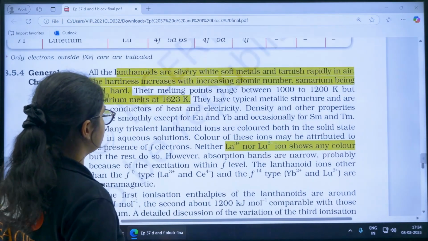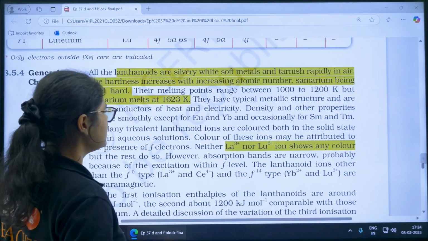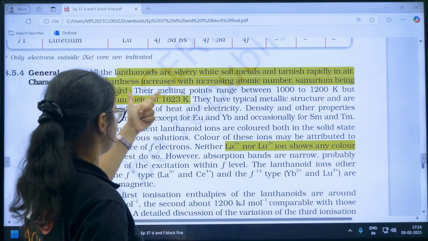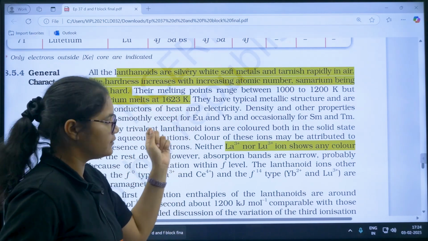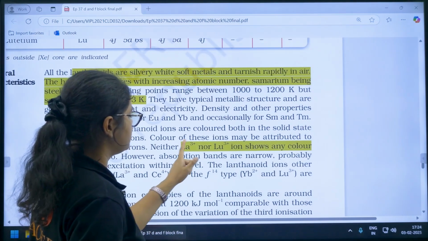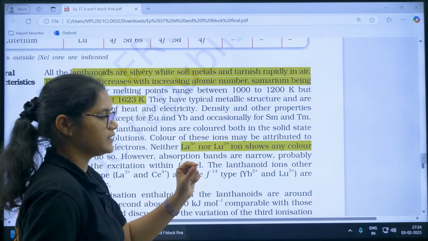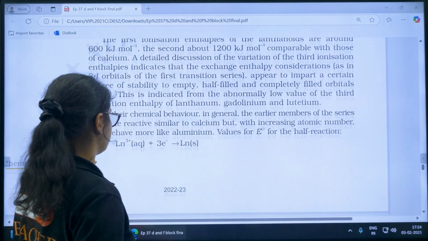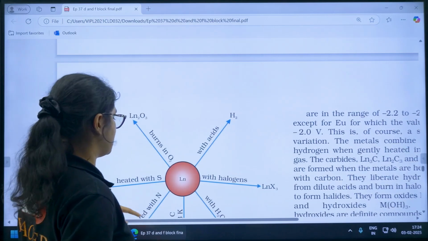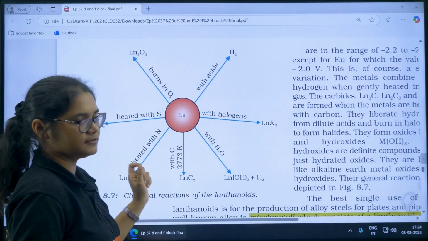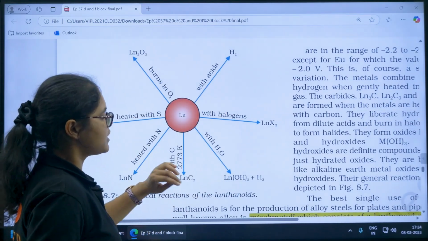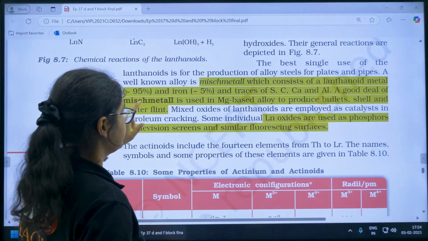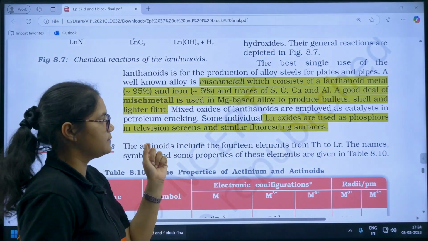Next we have here general characteristics. So samarium has a higher melting point, that you should remember. Then La3+ and Lu3+ do not show any color, due to the absence of unpaired electrons. Okay. Next, these reactions of lanthanoids are given, just have a glance on this, but questions are not much asked from this part. Okay. Next, mischmetal is very important, questions can be asked from here.